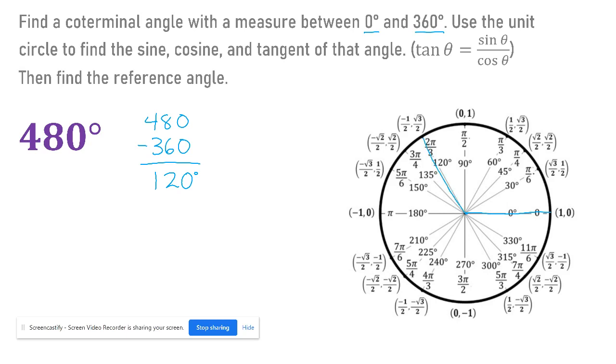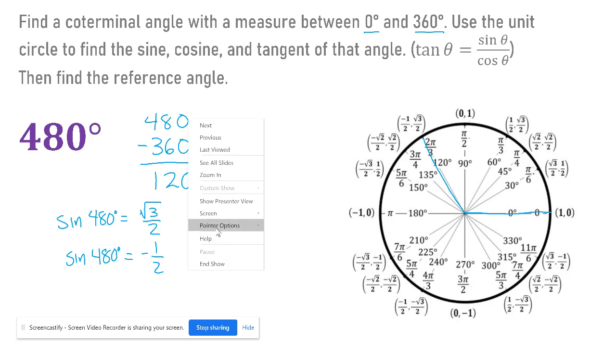120 degrees. I can see at 120 degrees, my sine is square root of 3 over 2. Sine is our y value. My cosine is negative 1/2. That's the x value. And I wrote sine again. I don't know why I did that. Let me fix that.